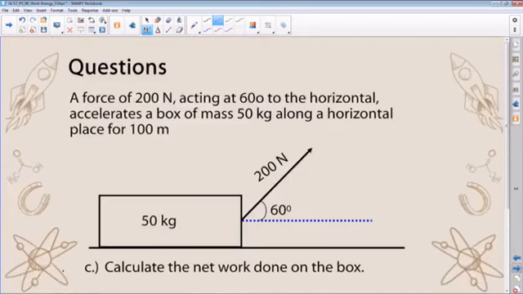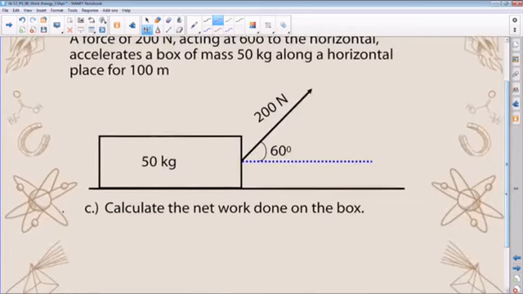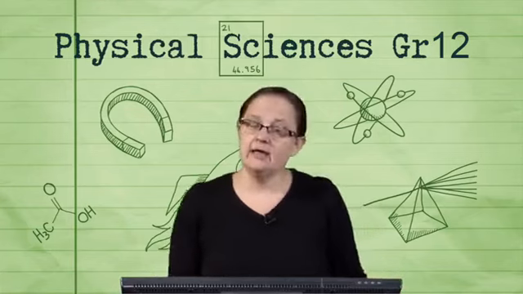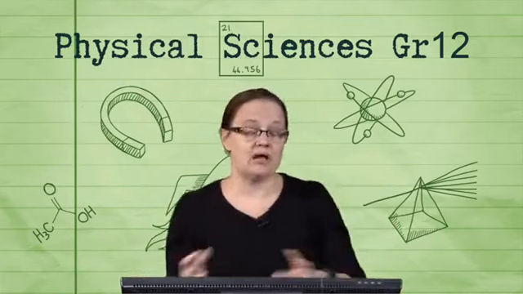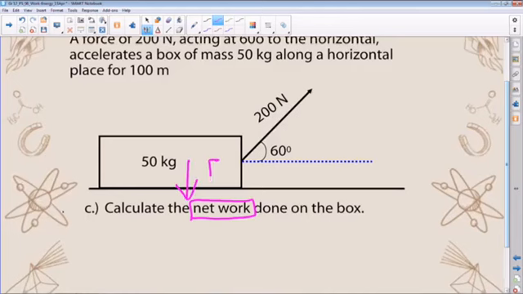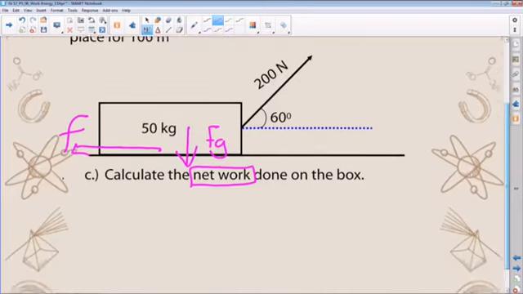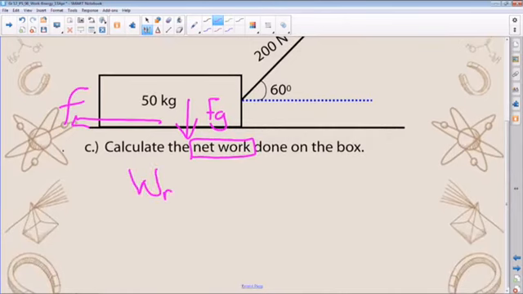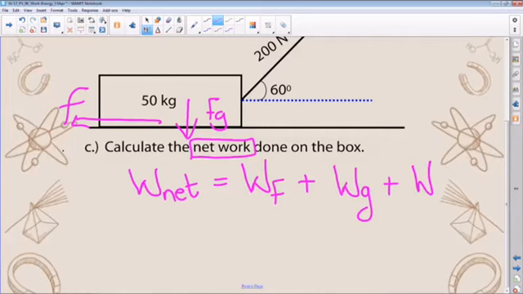Now we said to you, calculate the net work done on the box. I want to show you these two ways. The first definition of calculating net work that we did said that we can calculate net work by looking at the work done by all the forces and adding them all together. We've done gravity and we've done friction. So my net work is the work done by the applied force plus the work done by gravity plus the work done by friction. The work done by the applied force was 10,000. The work done by gravity was 0.